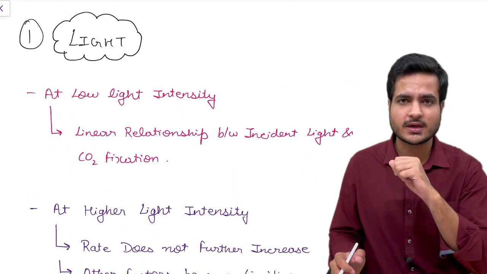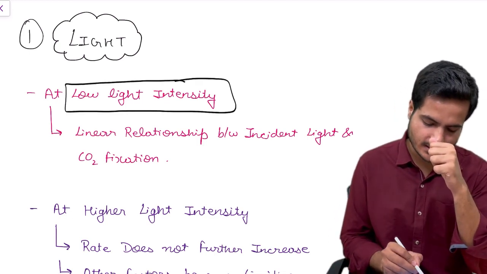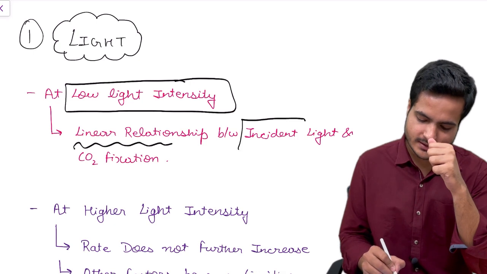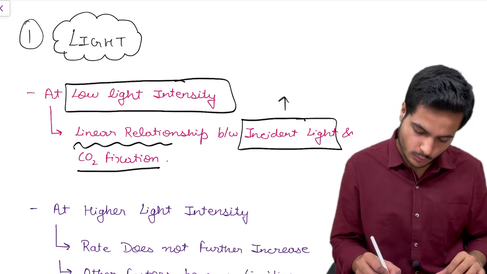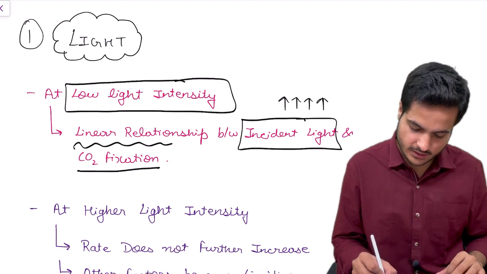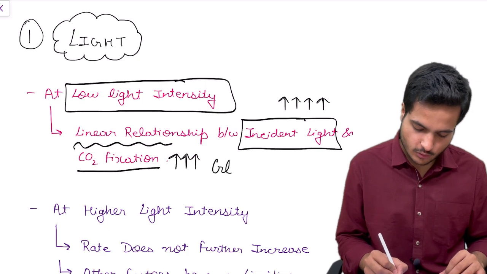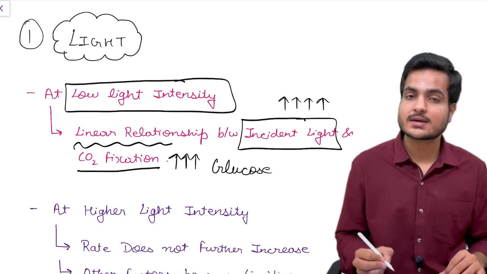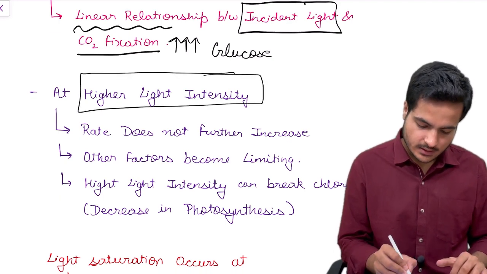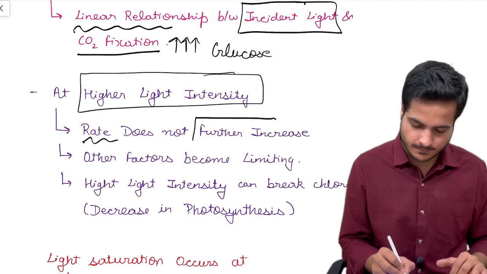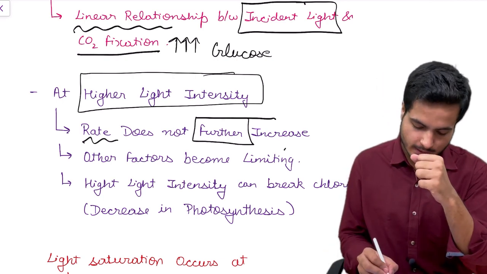The first factor we have is light. At low light intensities, there is a linear relationship between incident light and carbon dioxide fixation. If we increase the amount of incident light falling on the leaves, the rate of carbon dioxide fixation, or say that of glucose formation, is increased. But at higher light intensities, the rate does not increase further. Why? Because other factors are also there and they will turn out to be limiting.